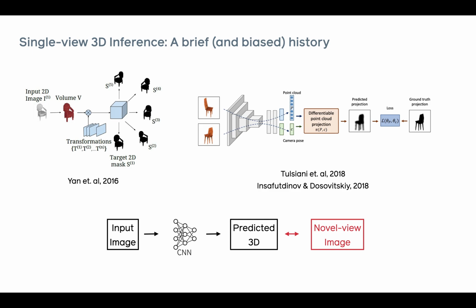That is, instead of using ground truth 3D, we have seen some efforts to instead use multi-view images as supervisory signals. So for example, given one image of a chair, we can predict the 3D structure, and as supervision, we can say that this predicted 3D should be consistent with some novel view image of the same instance. And so this relaxes the 3D supervision to requiring only multi-view data.